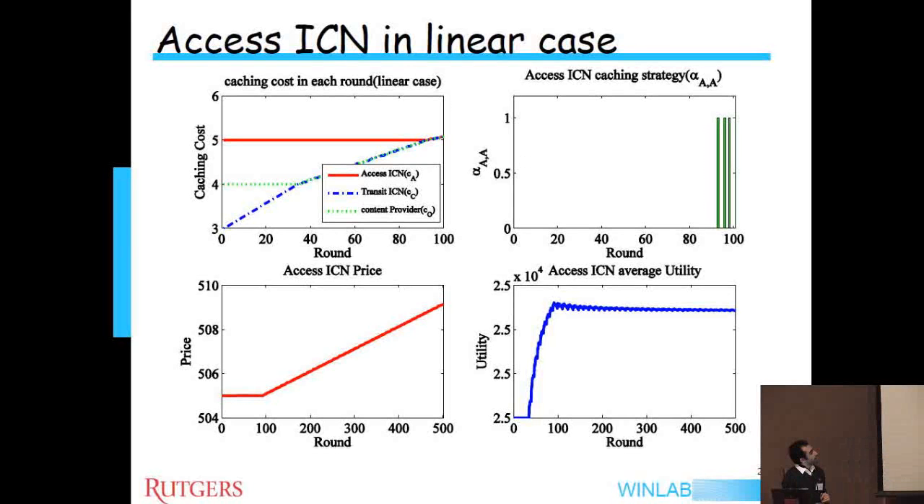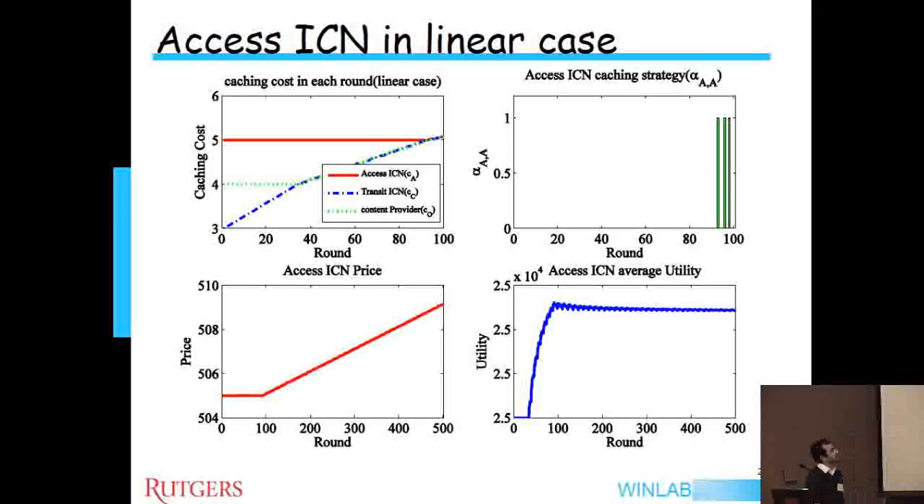Bottom left shows the price for access ICN versus the round. I need to say here that we have not normalized the price, so these numbers may not make sense to you, and it's okay because we have not normalized it. You can see the caching cost for access ICN till around 90 something is still fixed, but after that it increases linearly. The payoff also has a transit time, and after that it starts to converge to a stable point. And why does this price increase? Because when the caching cost increases, the access ICN needs to increase its price in order to get more payoff.